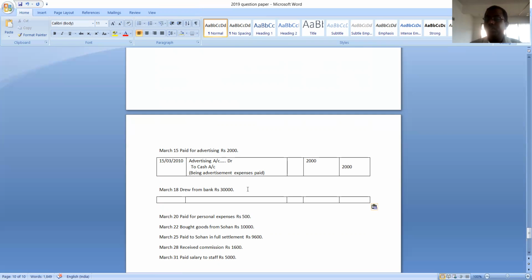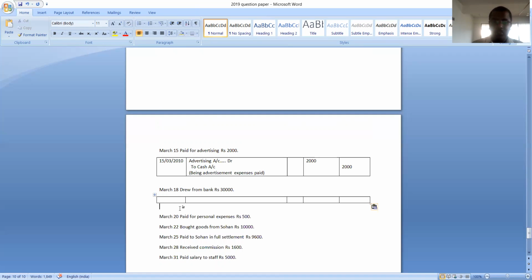Like for personal purpose or for office use? No, they are not given anything. So when they are not given anything, at that time you should assume that it is withdrawn for business purpose, not for personal purpose. Are you getting my point? Drew from bank. For what purpose has it been drawn? It has been drawn for business purpose. If it is for personal purpose, then they will mention it in the transaction.